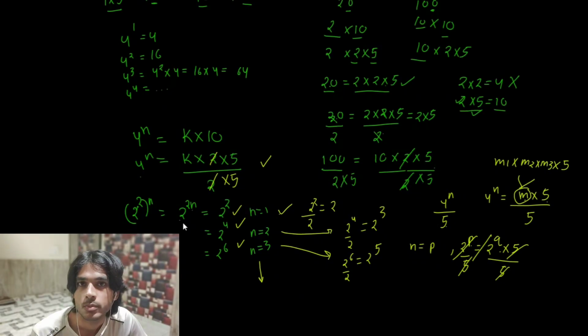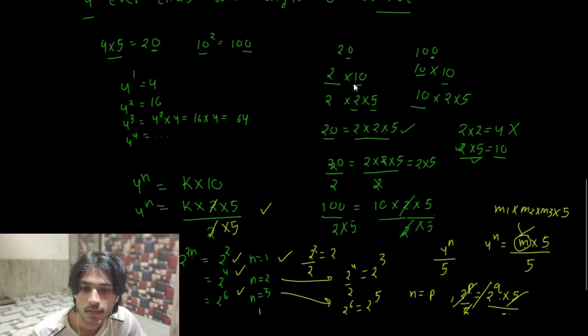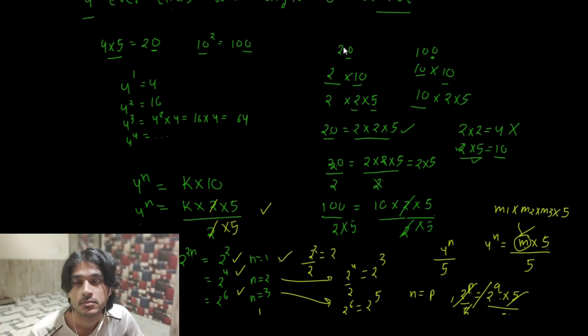So 4^n can not be divided by 5, and because it is not being divided by 5, I'm never going to get both 2 and 5 in its factors when I write it as a prime factorization. I'm not going to get 2 and 5 at least once. And if that doesn't happen, the number, whatever it will be formed, it will never be a multiple of 10.